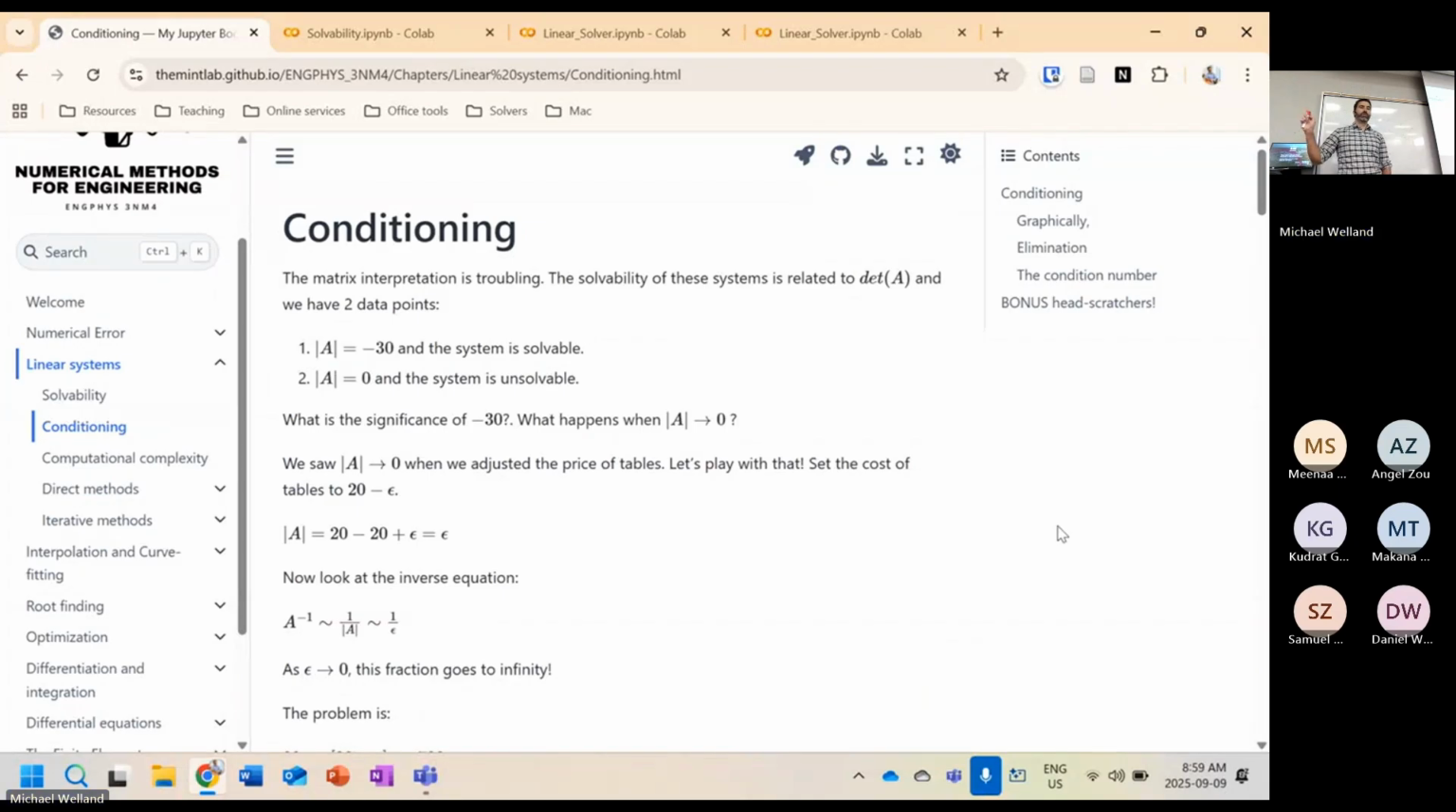So, let's review. In case number 1, when we calculated that determinant, we had 20, 50, 1, 1, and we calculated the determinant to be minus 30, right? In case number 2, we found the determinant to be 0 because the lines were parallel. Okay, so somebody tell me the significance of negative 30. Why does negative 30 work and 0 doesn't? Why is negative 30 magical?